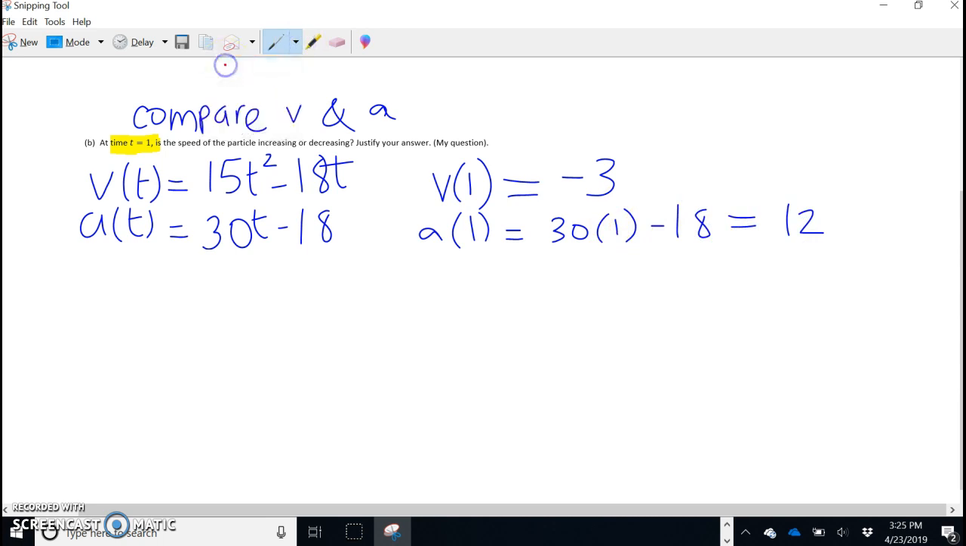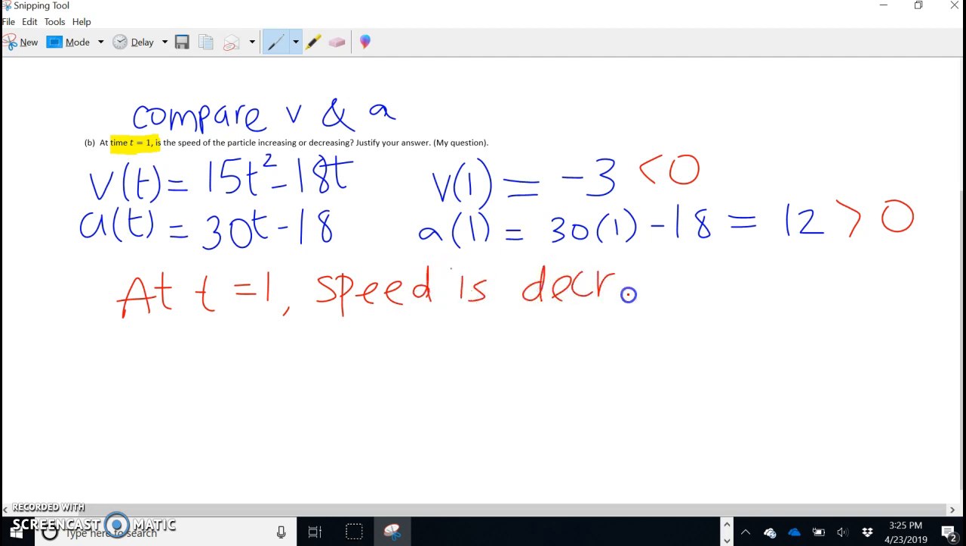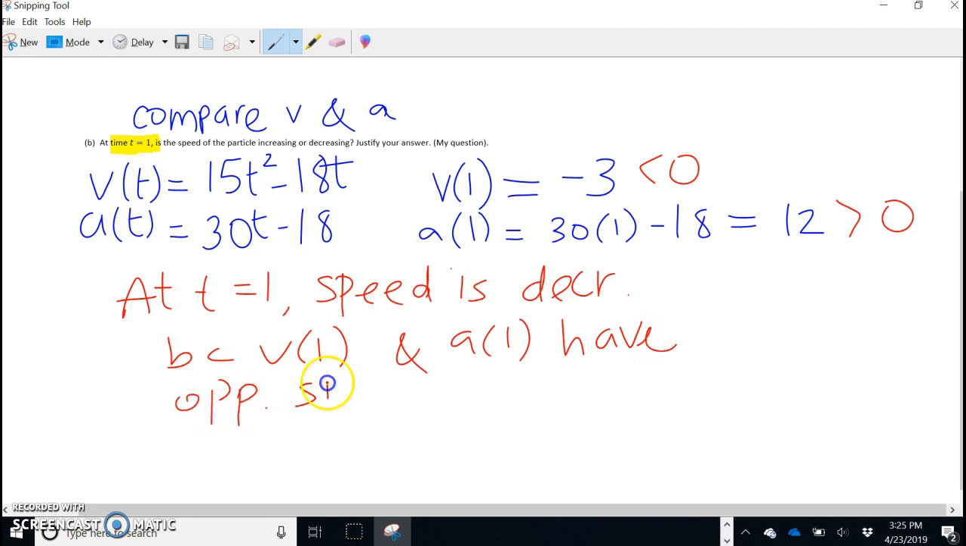So just a quick note to myself, that -3 value is less than 0, and this 12 is greater than 0. So according to our notes from before, my velocity and acceleration have opposite signs. So I can say at t equals 1, the speed is decreasing because v of 1 and a of 1 have opposite signs. And my work up there supports this conclusion down here.